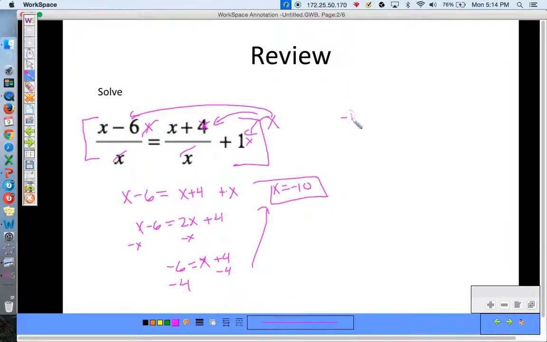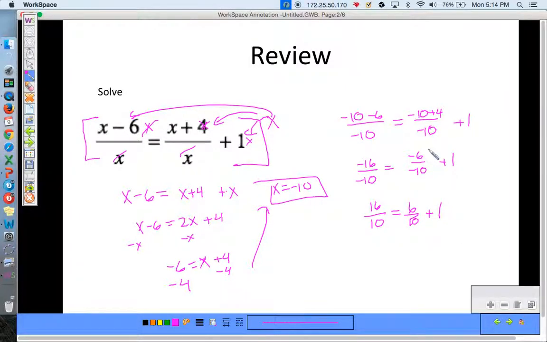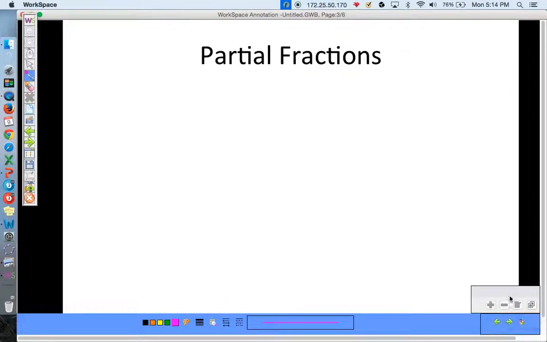Plug that back in to check. Negative 10 minus 6 over negative 10. Does that equal negative 10 plus 4 over negative 10, plus 1? Well, we got negative 16 over negative 10. Let's see, this would be negative 6 over negative 10 plus 1. So 16 tenths, does that equal 6 tenths plus 1? Well, it sure does, so we're good there.